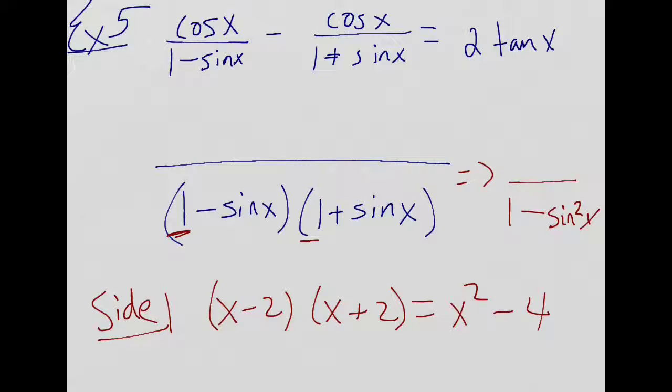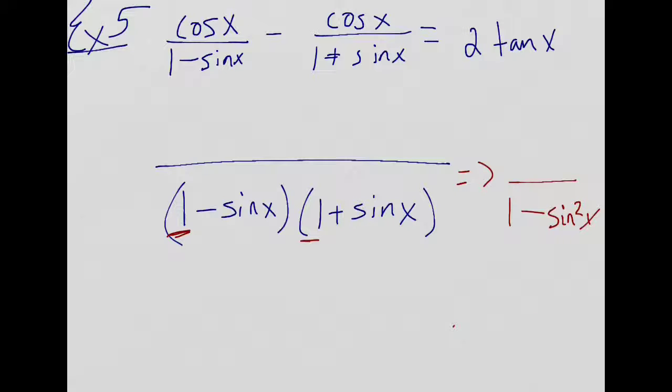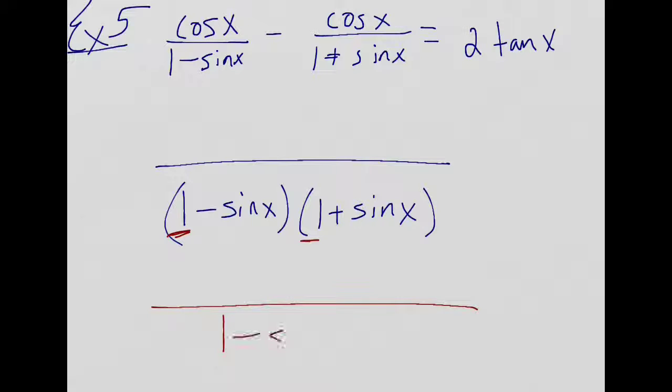2 times 2 is 4. Put a minus sign in the middle. And if you don't see that and you FOIL it out, you're still going to get the same thing. It would still give you that. Okay, so I'm going to erase the side note here. Alright. So really our common denominator is going to be 1 minus sine squared x.